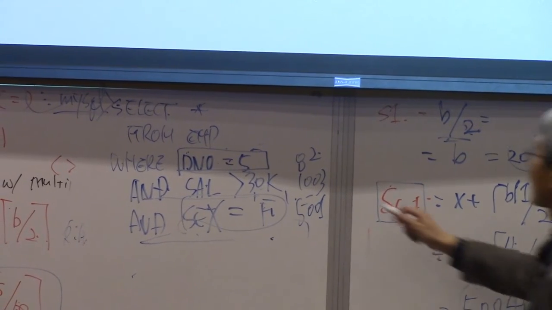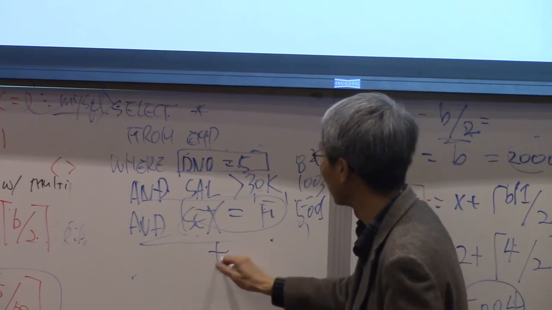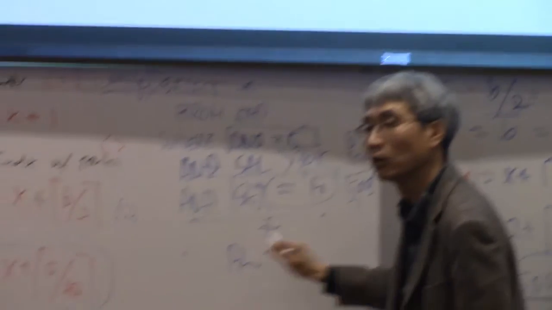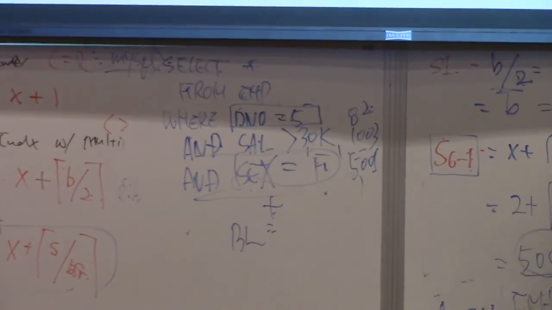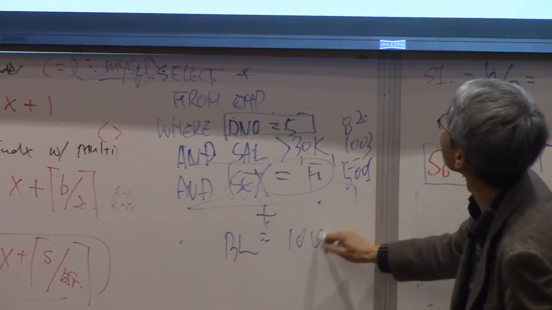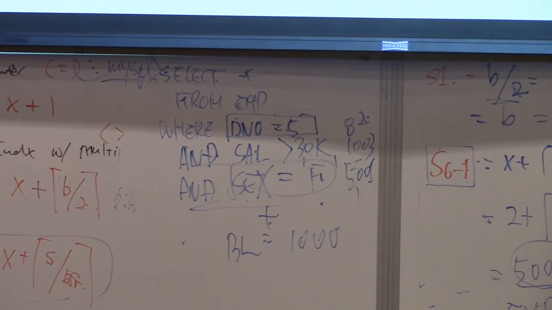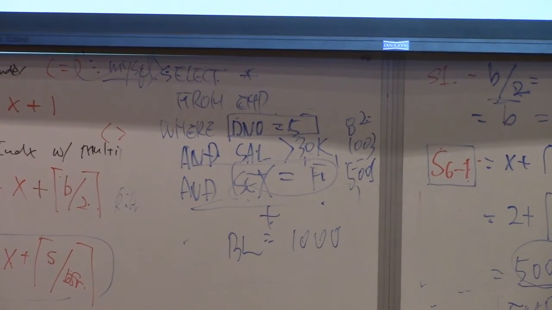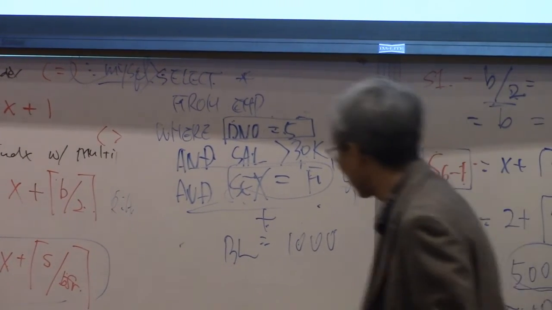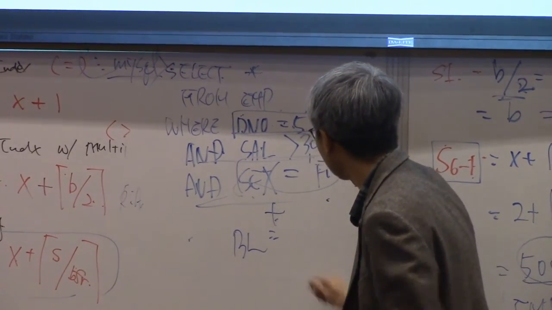So which one will be selected? And also plus what? Root first. We need to use the brute force, which is 1,000. So which one will you select? In this case, we have an inequality on salary, so it should be 2,000.